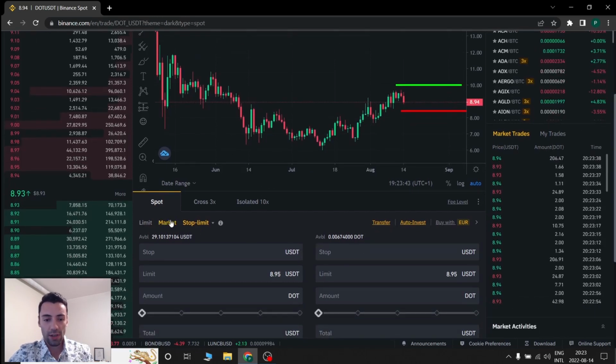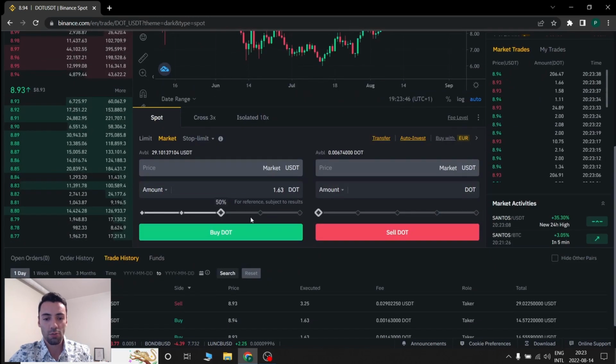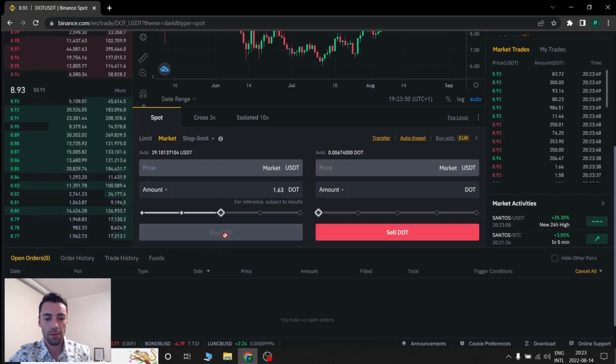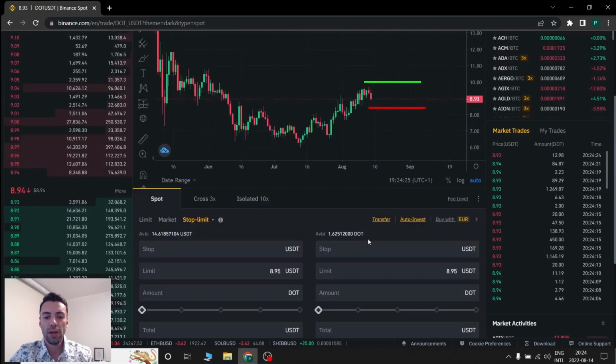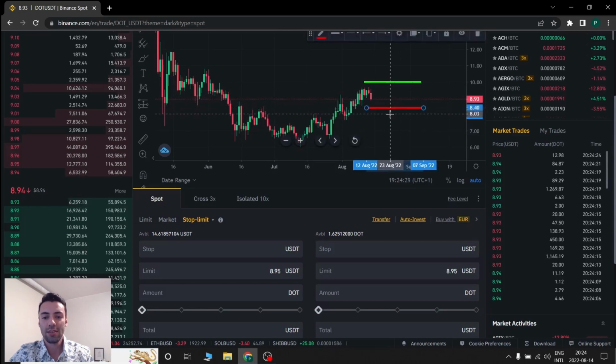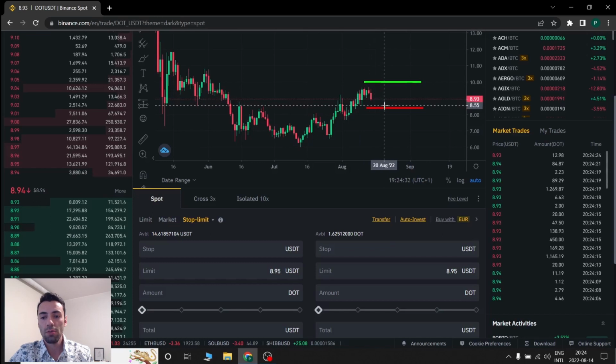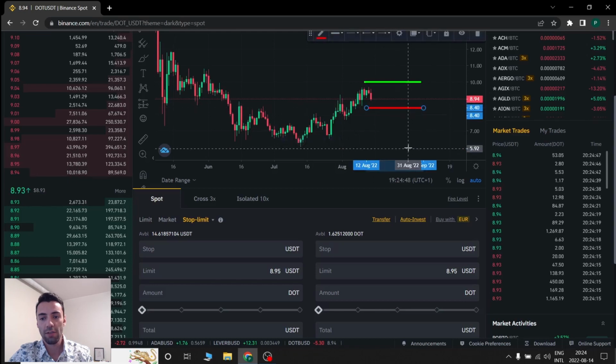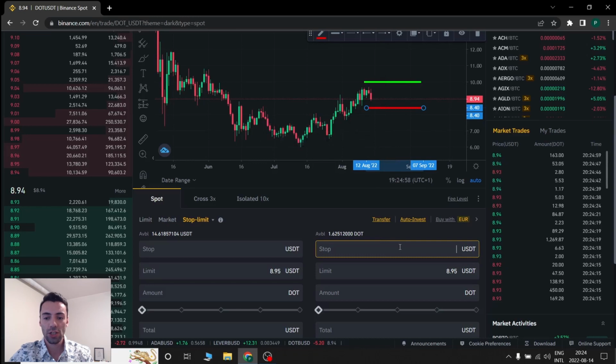So for example, let's buy some Polkadot first. Buy. We have some Polkadot here. So now we want to set a stop limit. We bought Polkadot at $8.90 and we predict it will go up. But if it comes down by any chance, we want to activate this stop loss here. So here we have 8.40. For example, we say if it comes below 8.40, sell it. So here we set 8.40 at stop.